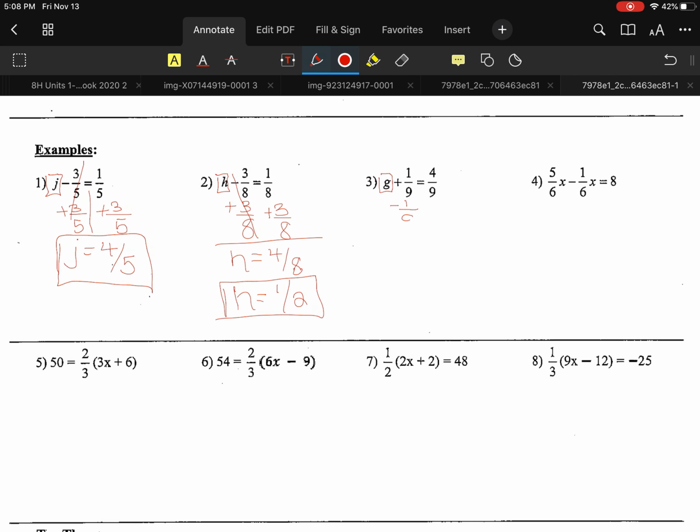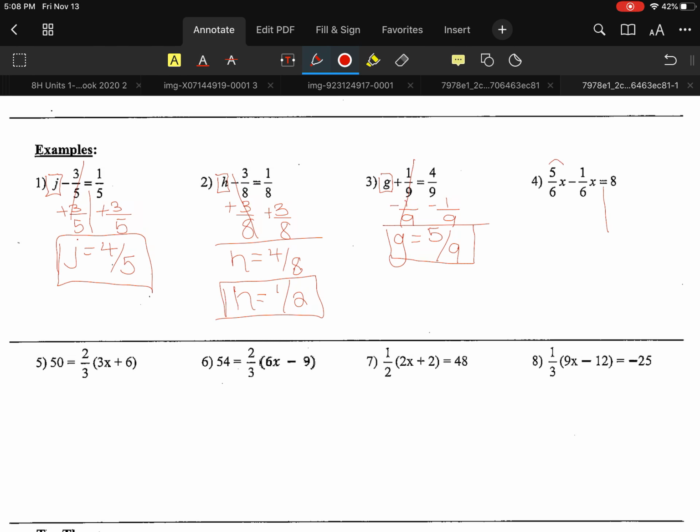Number 3, I'm going to isolate g. The opposite of adding 1/9 is to subtract 1/9, move it over to the 4/9. That's 0. So now I have g equals, and again, they already have a common denominator. I'm going to put 5/9. You guys, again, can use that calculator: 4/9 minus 1/9, and that cannot be reduced. Your calculator should also give you 5/9.